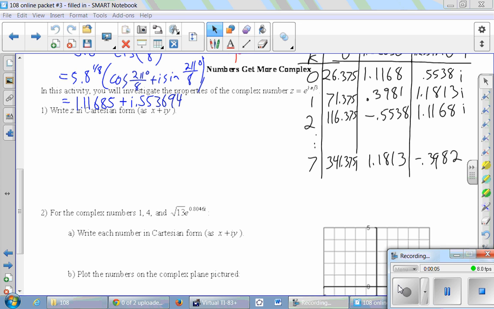In this activity, you will investigate the properties of the complex number z equals e to the i times pi over 3. Number 1, write z in Cartesian form, that is, as x plus iy.